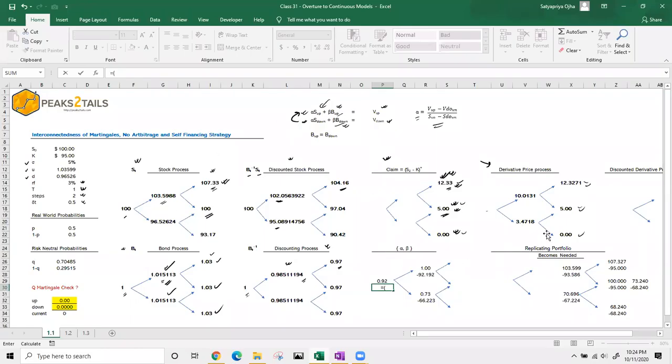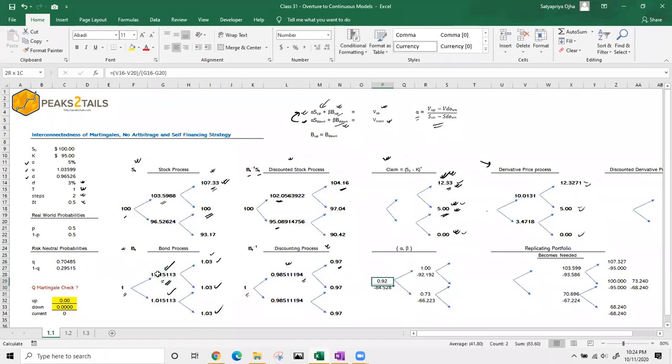And beta is V up minus alpha times S up, divided by B up. So this is the alpha and beta.